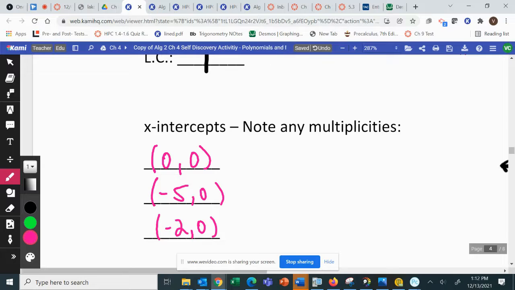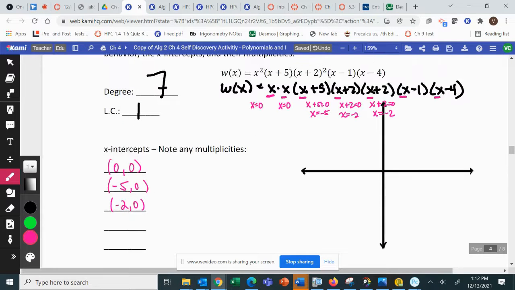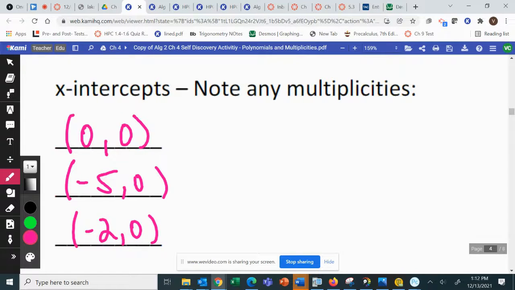Do any of those have multiplicities? What has a multiplicity here? How do I know there's a multiplicity? There's 2 of them. It's squared. Well, there could be 3 of them, but I can look at the original equation and notice the squares, or I can look at my written out one where I've got x equals 0, x equals 0. There's 2 of them right at x equals 0. What's going to happen on the graph at x equals 0? It's going to bounce. So at 0, 0, we have a multiplicity.